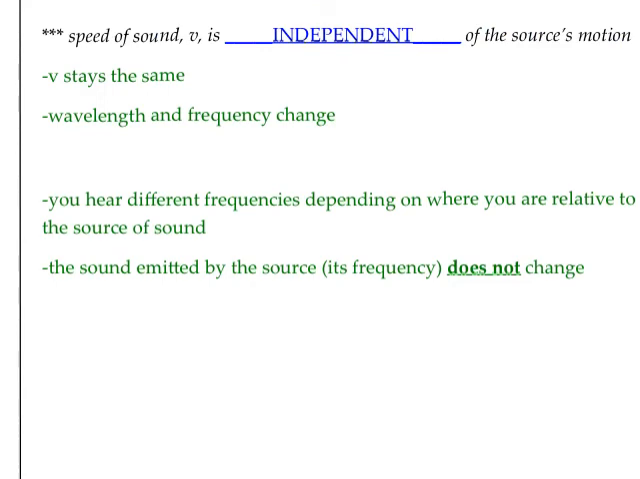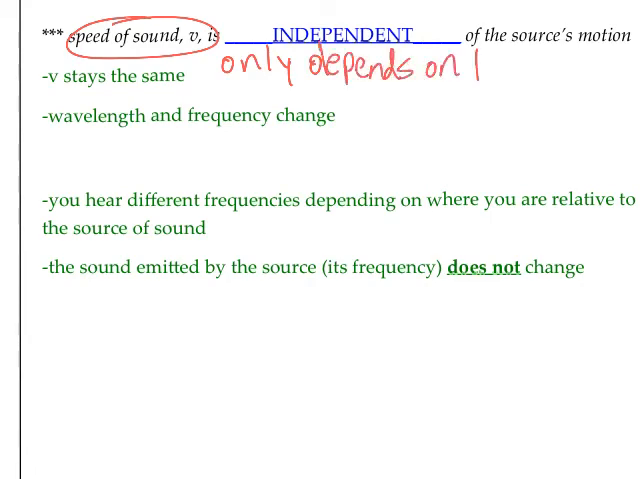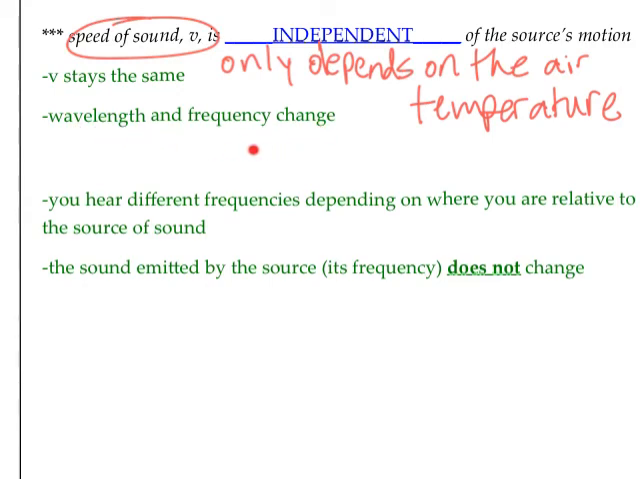So to summarize on Doppler, we have just a few notes for you. The speed of sound itself is independent of the source's motion. The speed of sound is actually only going to depend on the temperature of the air. So it's going to remain the same. It's constant the whole time. The wavelength and the frequency, however, are changing.